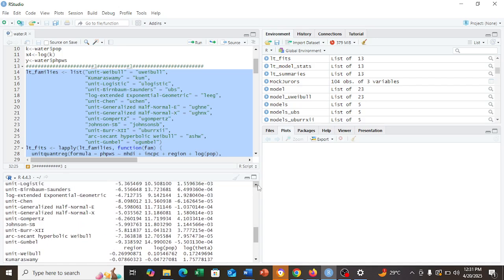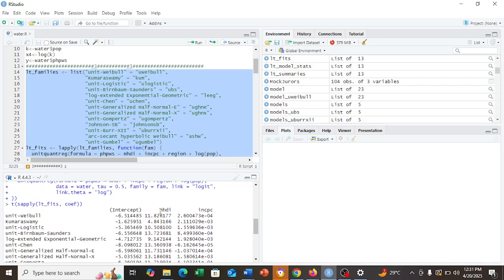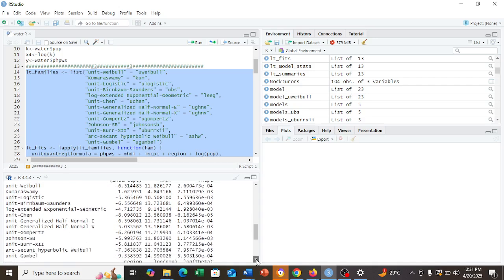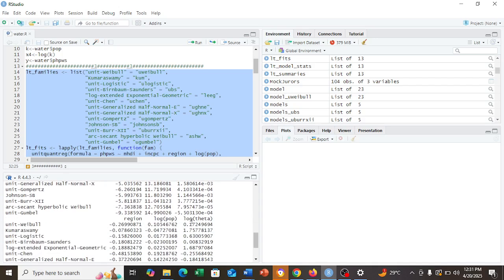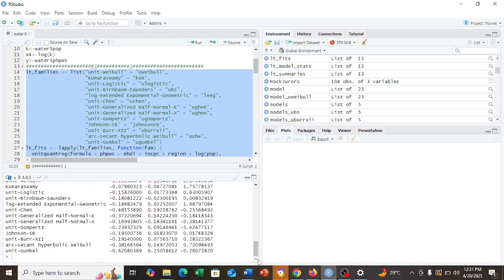Okay, so for each distribution, we have the intercept, we have the first covariate, second covariate, then we have the third and fourth covariate in that particular order. So you can see them here neatly done for you.